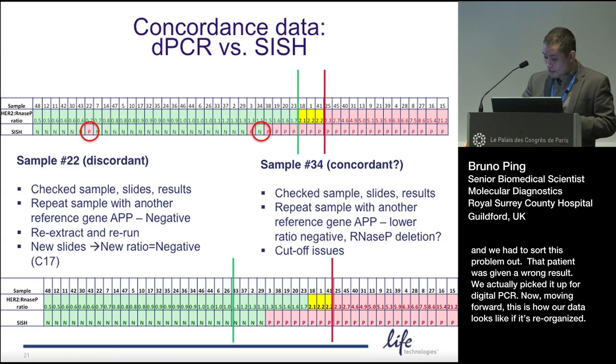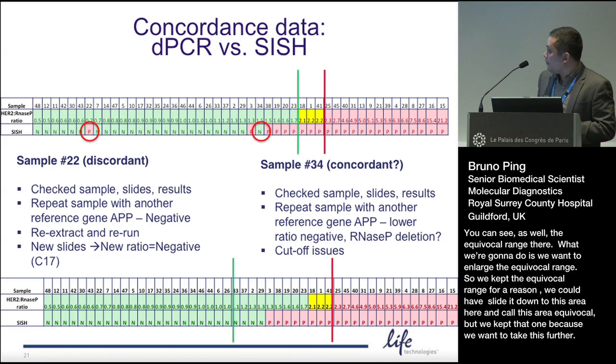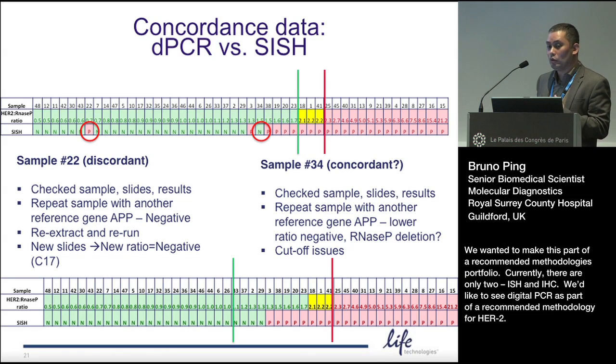So, now moving forward, this is how our data looks if it's reorganized. And you can see as well the equivocal range there. And what we're going to do is we want to enlarge the equivocal range. So we kept the equivocal range for a reason. We could have slid down to this area here and called this area equivocal, but we kept that one because we want to take this further. We wanted to make this part of the recommended methodologies portfolio.